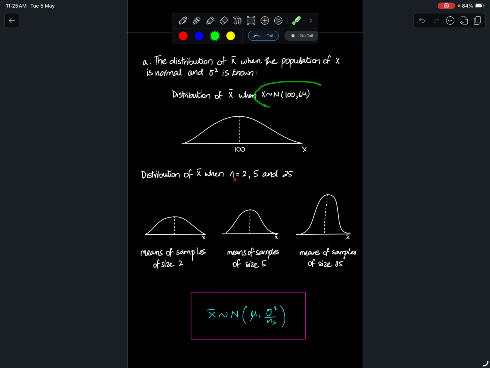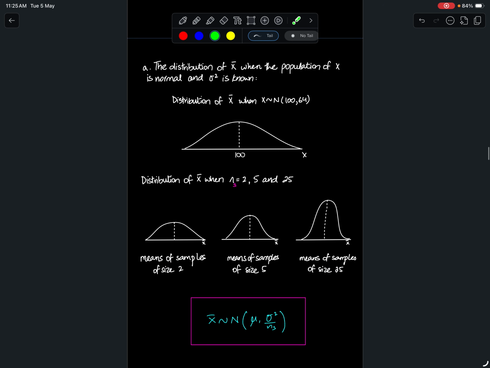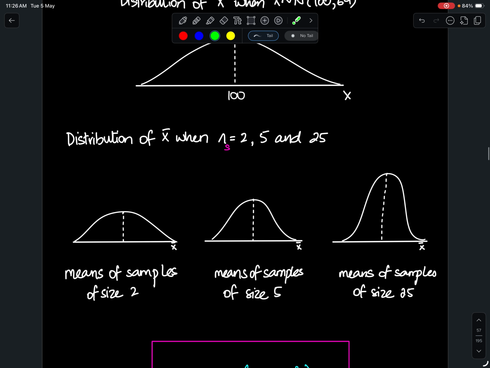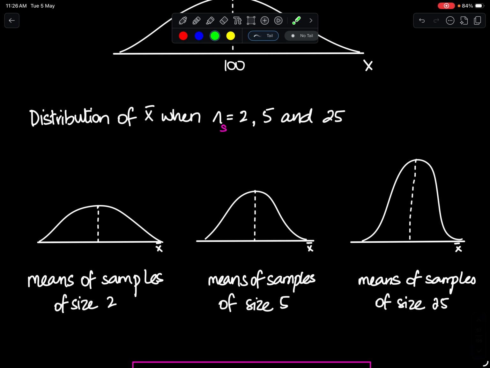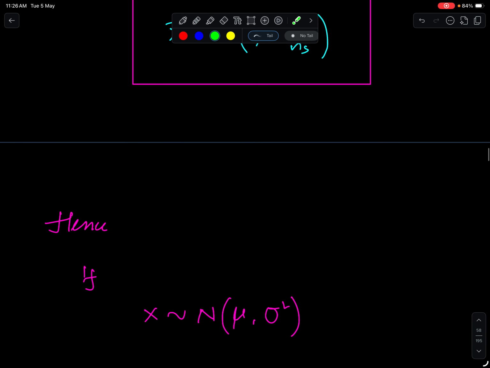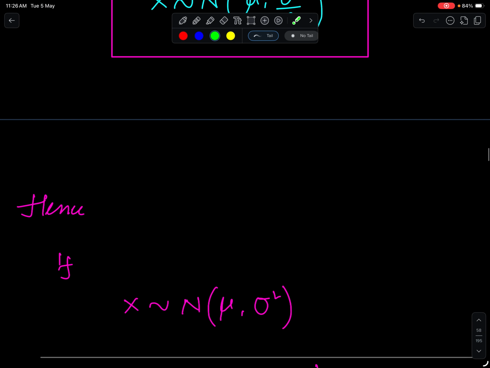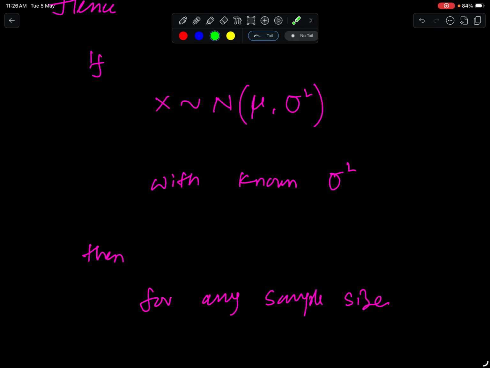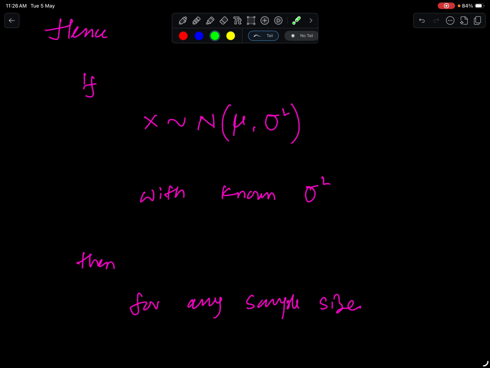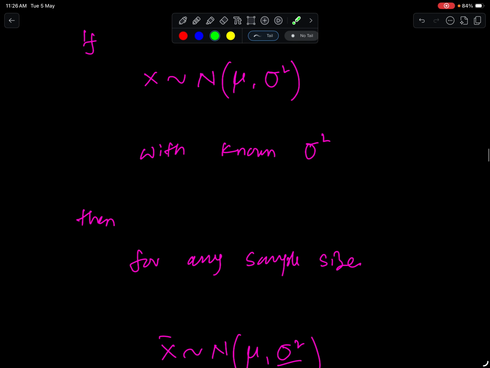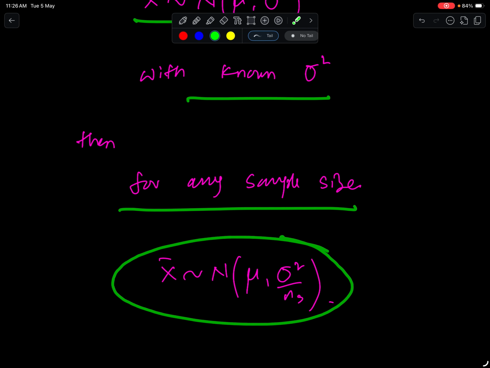If the population is normal with sigma square known, then for any sample size, small or large, x bar is perfectly normal with mean mu and variance sigma square over ns. This is case A. This case will help you in confidence intervals for mu and in testing, all cases in fact. I just summarize: if x is normal and sigma square is known, for any sample size, x bar is also normal.